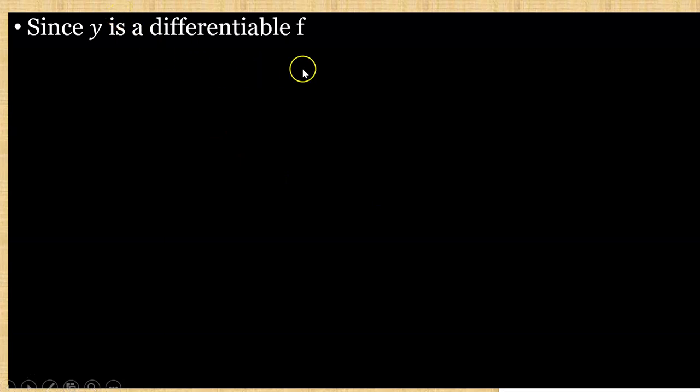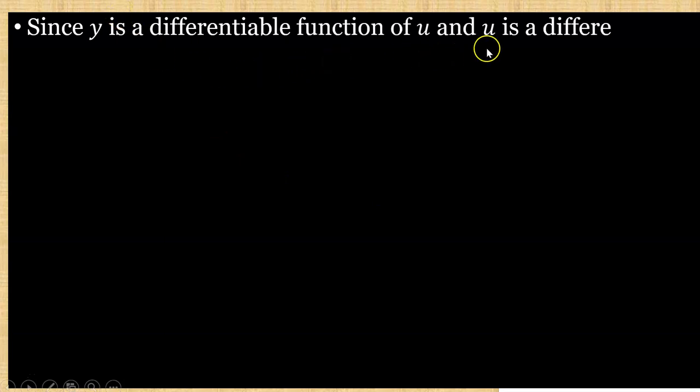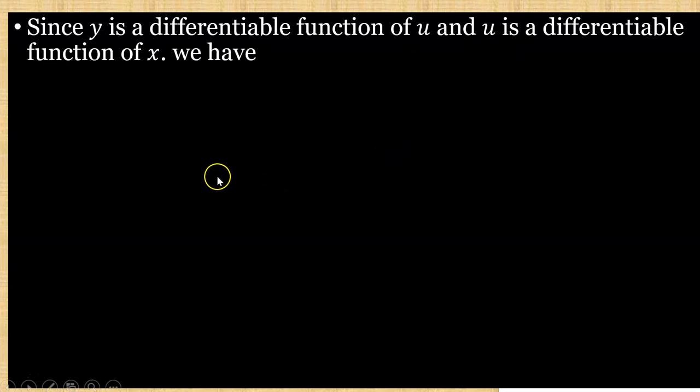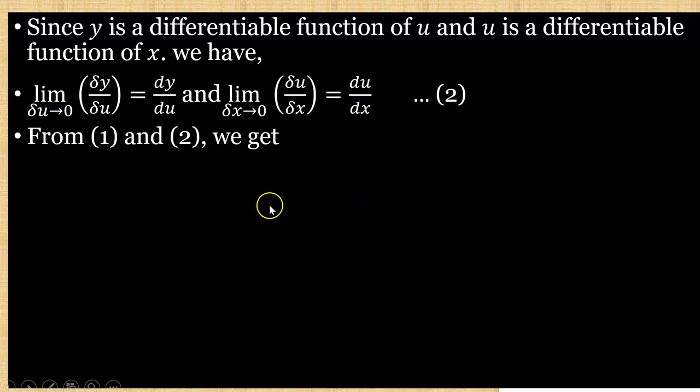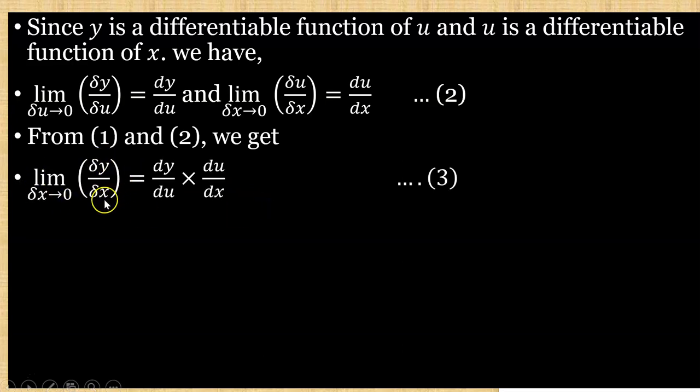Next, since y is a differentiable function of u and u is a differentiable function of x, we have limit delta u tends to 0, delta y upon delta u is equal to dy by du and limit delta x tends to 0, delta u upon delta x is equal to du by dx, and this is number 2. Therefore, from 1 and 2 we get that the limit delta x tends to 0, delta y by delta x is equal to dy by du into du by dx.